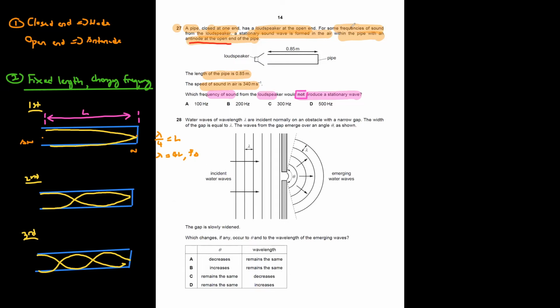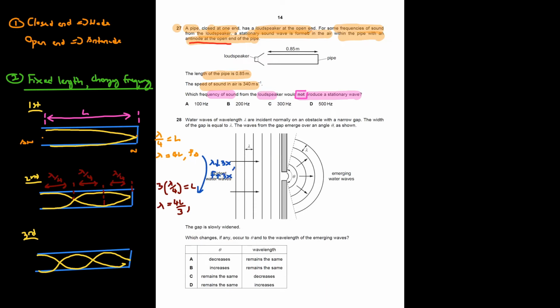And then if I move on to the second one, I could say that this one actually has 3 lambda over 4. You can see that this is a lambda over 4 here, lambda over 4 here, and a lambda over 4 here. So this one will be 3 lambda over 4 equals L. So I will get lambda is 4L divided by 3. Okay. Notice what's happening here to the wavelength. The wavelength has actually decreased by 3 times. So the frequency must therefore increase by 3 times.